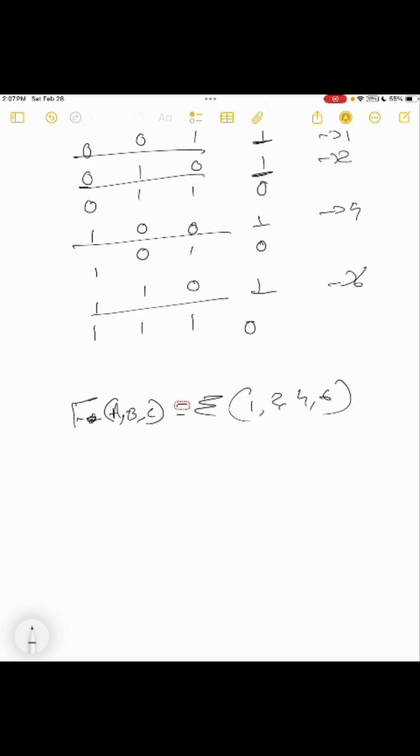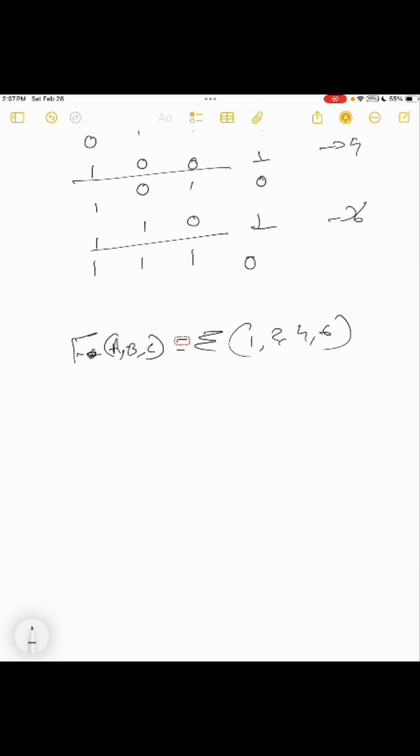SOP stands for sum of products. That means the expression is an OR of product terms. Canonical SOP means we write a minterm for every row where f equals 1, and each minterm includes all variables A, B and C, each either complemented or not. So I'm going to write the canonical SOP here.